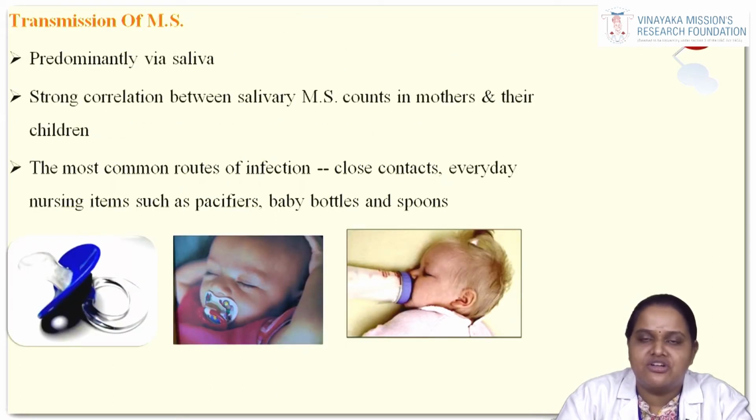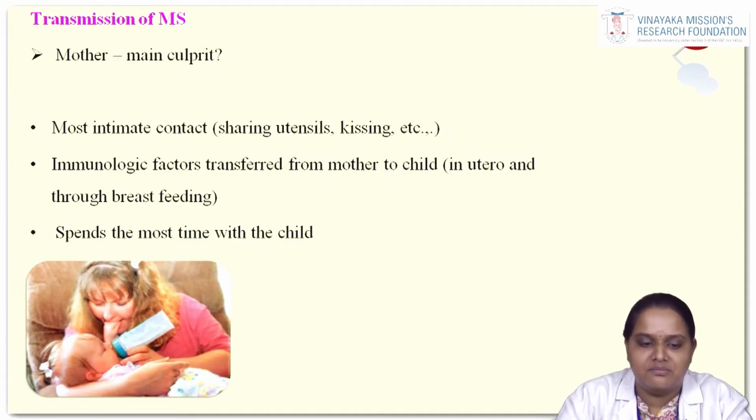So, the transmission of Streptococcus mutans is mainly through saliva, where a strong correlation occurs between the mother and the child. The most common routes of infection are close everyday contacts and nursing items such as pacifiers, bottles, or the spoons that are shared by the mother.